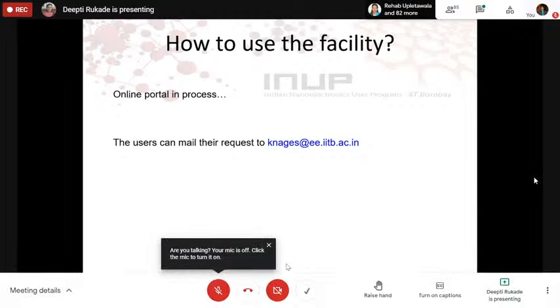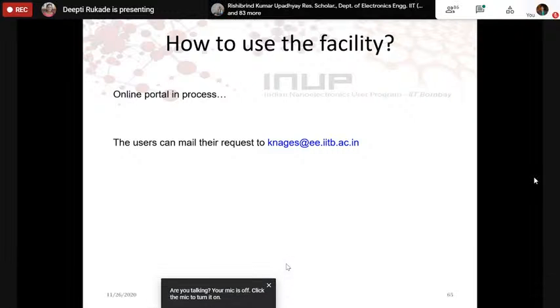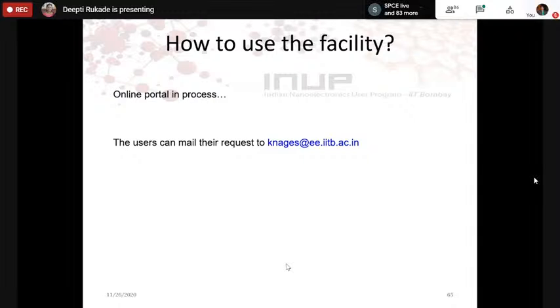Now, second comes the fabrication. When it comes to fabrication requests, we would need further details. So at the initial stage, you can just send a mail and we will get back to you with whatever details we need.